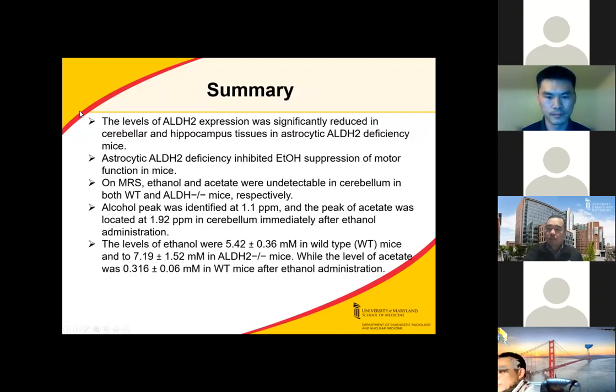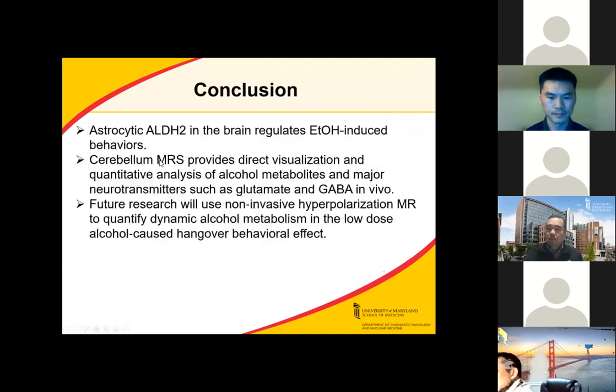So, conclusions: ALDH2 in the brain regulates alcohol-induced behavior, and cerebellum MRS provides direct visualization and quantification analysis of alcohol metabolites and the major neurotransmitters such as glutamate and GABA. Our future study might further investigate the mechanism of how this acetate and GABA cause the behavior change and the motor impairment.